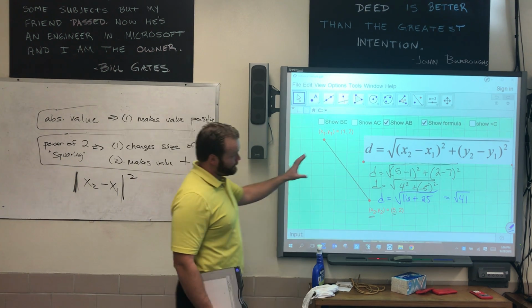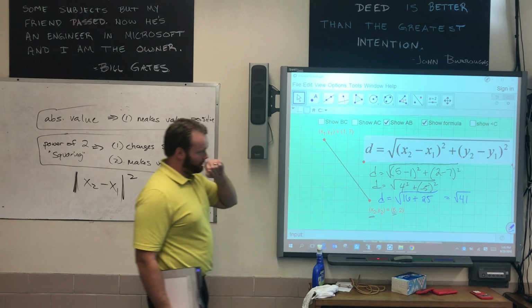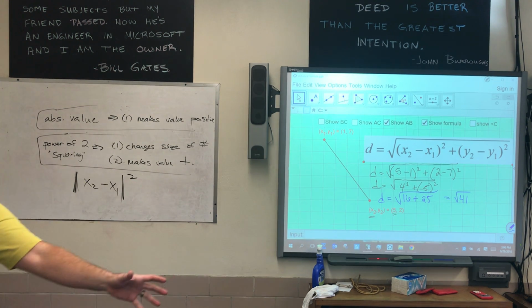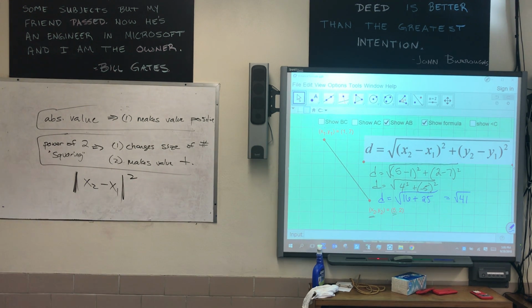Radical 41. Your Math Excel sometimes will ask you to leave it as radical 41. Sometimes they'll say, okay, you can take the calculator and see what that decimal approximation is. We'll talk about that here in a moment. The reason I think it's important for us to not grab our calculator is to understand what is actually going on here. Okay, I used the analogy last class.